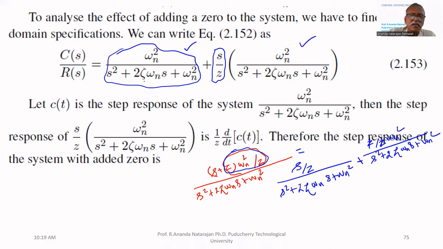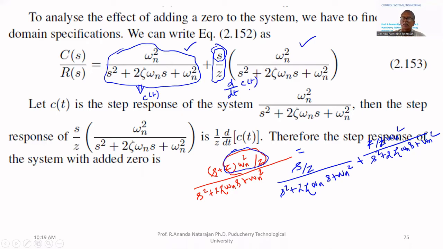Let us assume that the step response of this first part is C of t. Then what is the step response of the second part? The second part is multiplied by S. In the S domain, if it is multiplied by S, it means in time domain it is a derivative. Therefore, I can say d by dt of C of t. Can I say like that?